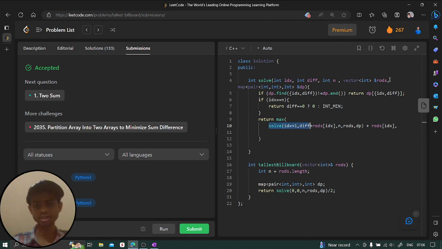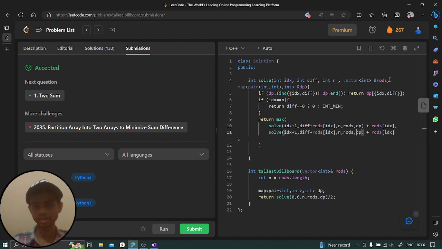Same thing we are going to do for right support as well. So let's copy this thing. The only thing we are going to change is that we are going to subtract it, right? Nothing else, just subtract it. Okay, and here for the last one we are not going to take it, right? Here if we don't want to take it, we will move to the next index, but difference is going to remain same, n is going to remain same, and roads is the same, dp is also same, right?